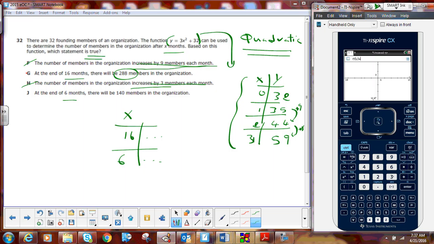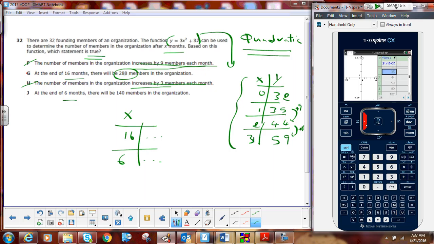3 x squared plus 32. Enter. If we need a table, this is what we do: Control T. Even if you don't see the graph, Control T.